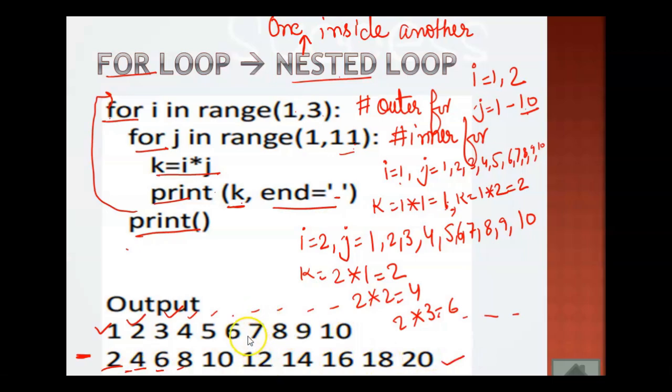So it will display the output something like this: 1 2 3 4 5 6 7 8 9 10. After that it will switch to the print statement, and print will take the compiler to the next line and will start displaying the values from the next line.